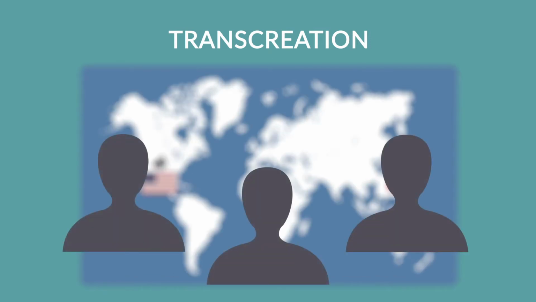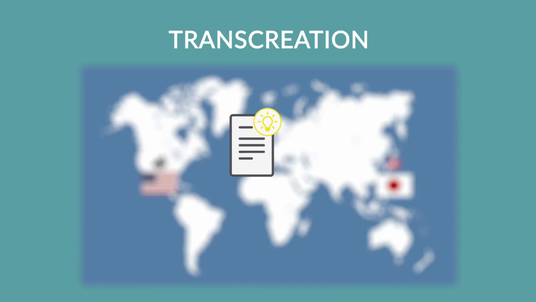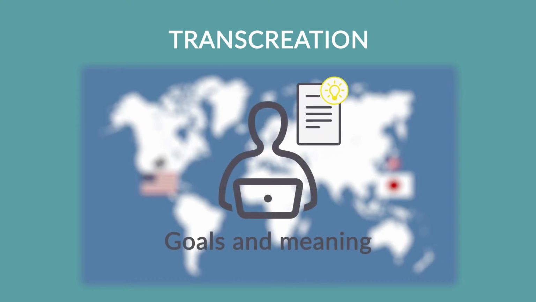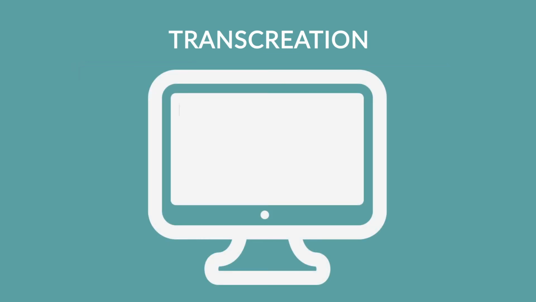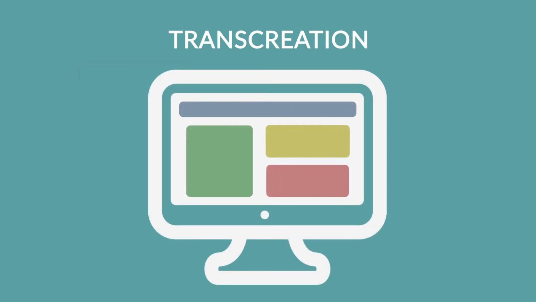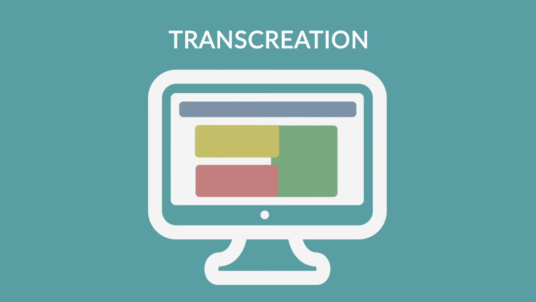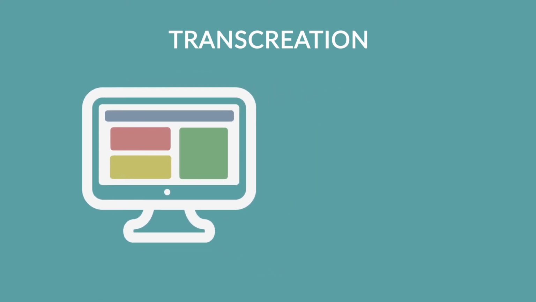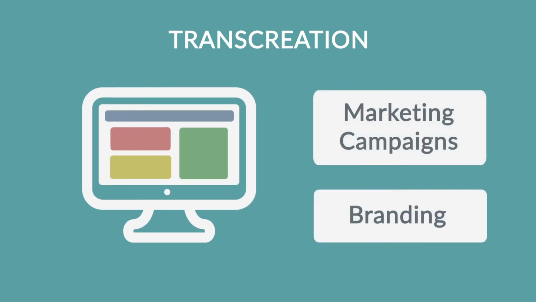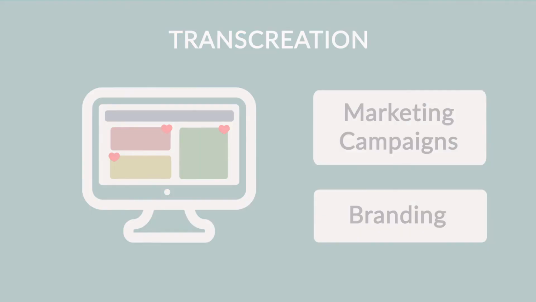A transcreation project will often start out with a creative brief to make sure that the transcreator knows exactly what the goals and meaning behind the text are, so that they can recreate content with the same impact and effectiveness in another language. This may mean changing the letter of the text quite a bit. Transcreation is often used in marketing campaigns and branding, as these need to create an emotional connection with target markets.